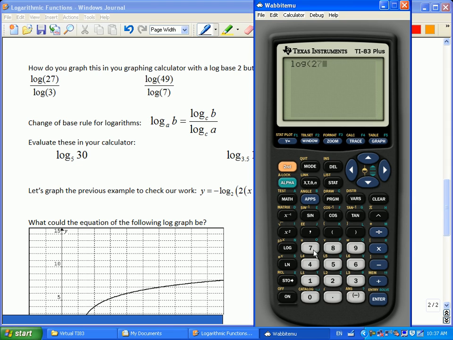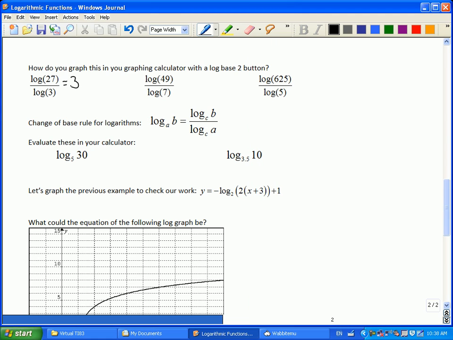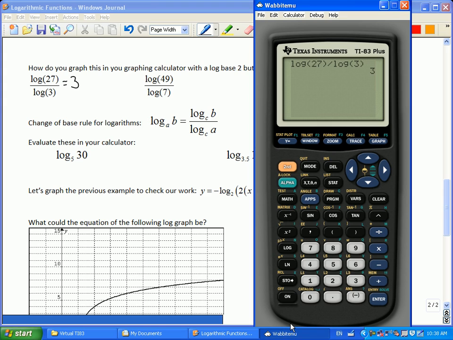We're going to go log 27, and we're going to divide it by the log of 3. Now, what base are these logarithms in that I'm choosing right now? Yeah, they're in base 10. And somehow I end up with a nice number like 3. So we'll think about this. We'll look for a pattern in a minute. What about log of 49 divided by the log of 7?